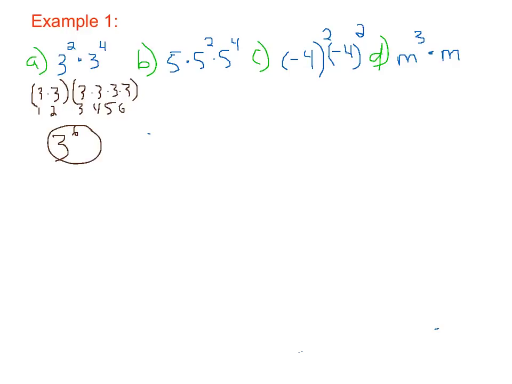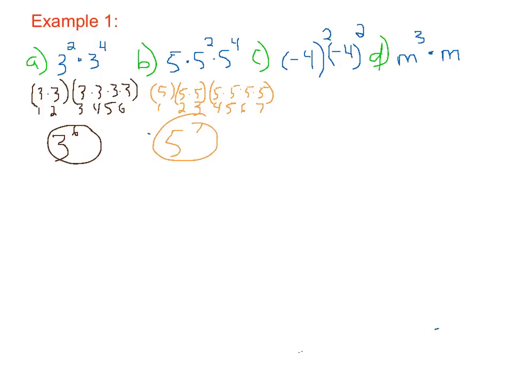If we look at the next one, we've got 5 being multiplied, and then we got 5 squared, and then we got 5 multiplied by itself 4 times. If we look at how many 5's we got, 1, 2, 3, 4, 5, 6, 7 of them. So this is 5 to the 7th.